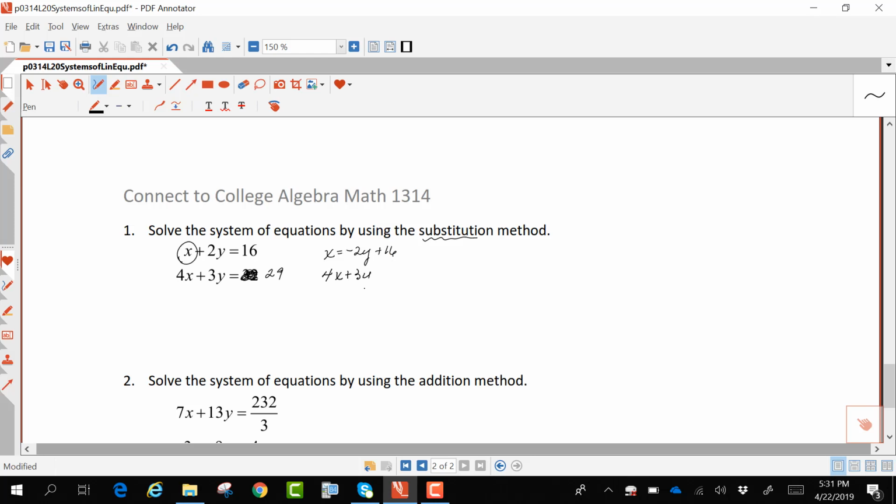Therefore, one of my equations is solved for the variable x, which places me in a position in which I'm ready to use the substitution method. At this point, I take this value for x of negative 2y plus 16 and I substitute it into the other equation in place of the x variable. This would now become 4 times negative 2y plus 16 plus 3y equaling 29. I now distribute my 4.